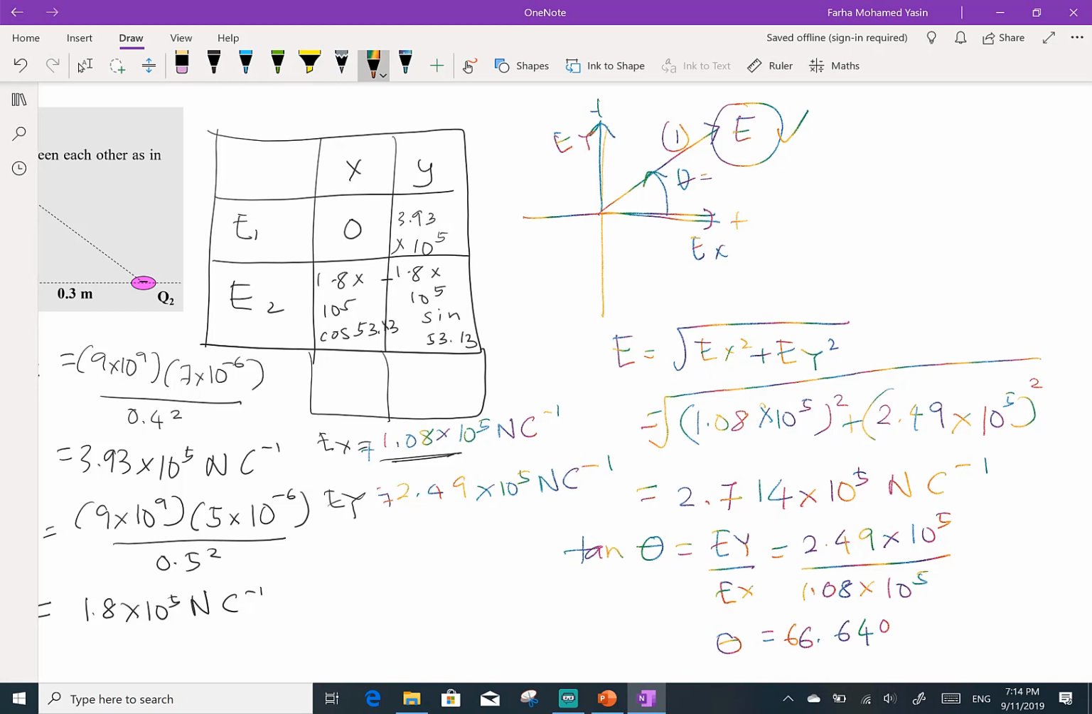Tapi kita perlu mention location dia kat mana, sebab theta ni boleh berada di banyak tempat: first quadrant, second, third and fourth. So kita perlu state di mana dia berada. Sekarang kita nampak dia berada di first quadrant, jadi theta ni berada di atas paksi X positif. So write down here, above positive X axis. Jadi perlu nyatakan magnitude and direction.